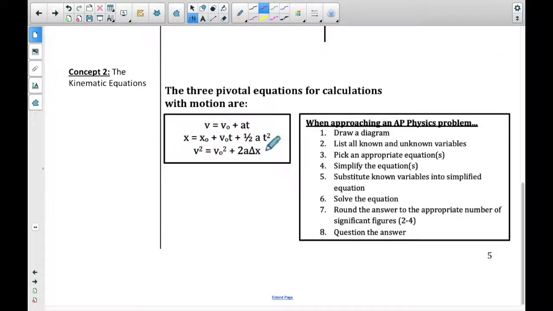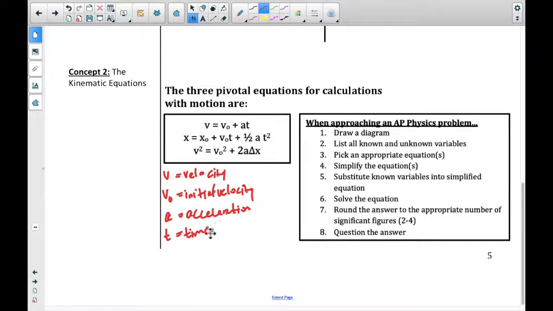You do not need to memorize them. But you do need to know what they are and how they work. So for instance, I'm going to go through right now and talk about the variables. The V stands for velocity. They don't have a subscript on it, but I want to come back to that in just a minute. V sub O is the initial velocity. A is acceleration and T is time.